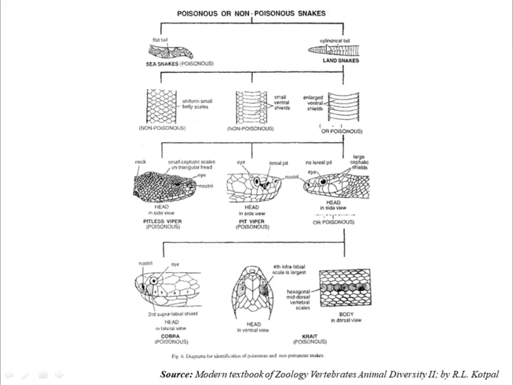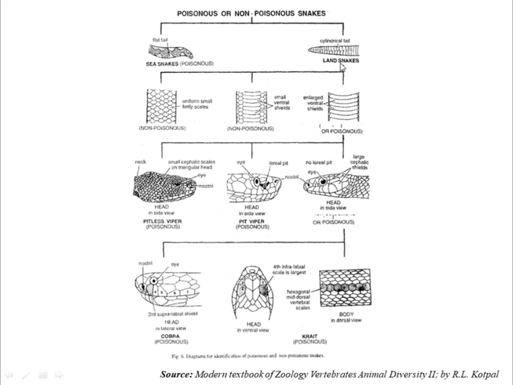Now if we look at the tail of the land snakes or terrestrial snakes, the body is cylindrical as well as the tail, and it is tapering at the end. So in all land snakes, whether venomous or non-venomous, the tail will be cylindrical and tapering at the end. So on the basis of tail, we cannot identify whether a snake is poisonous or non-poisonous.